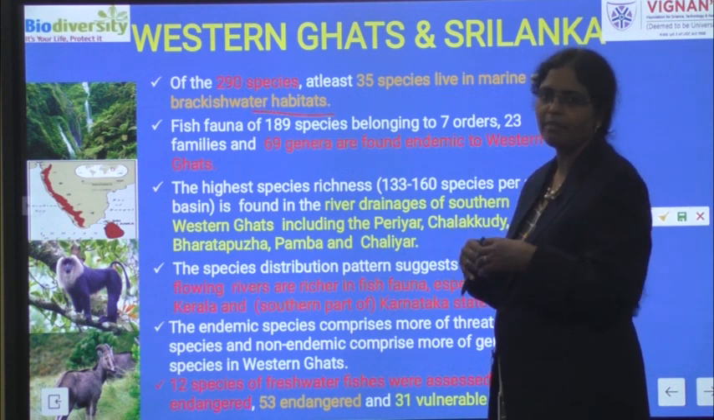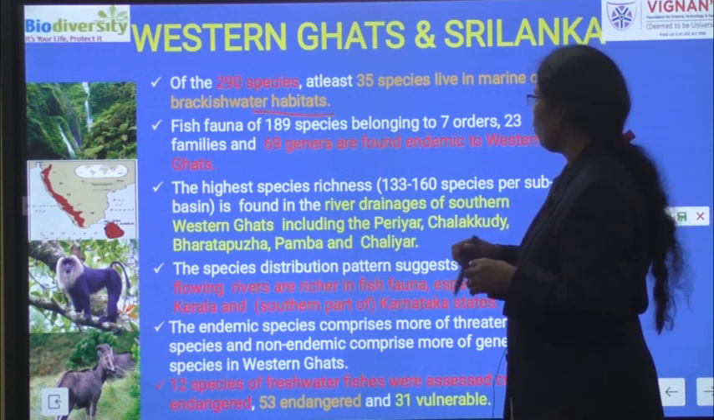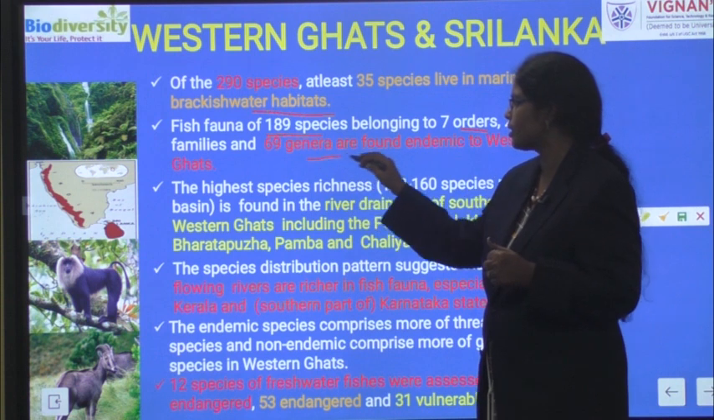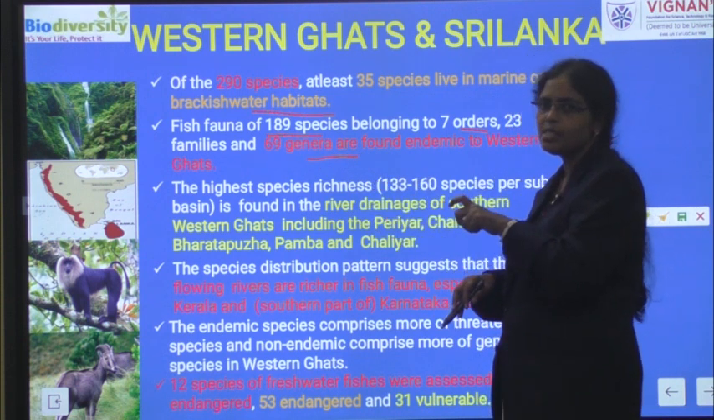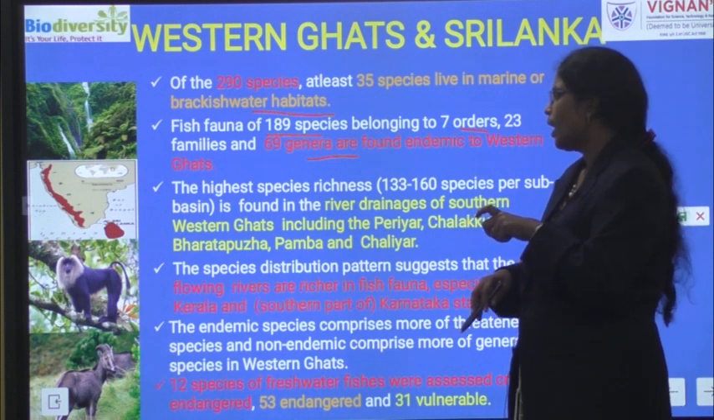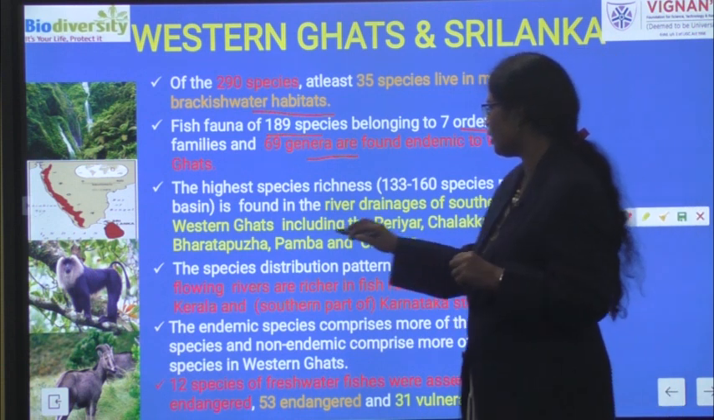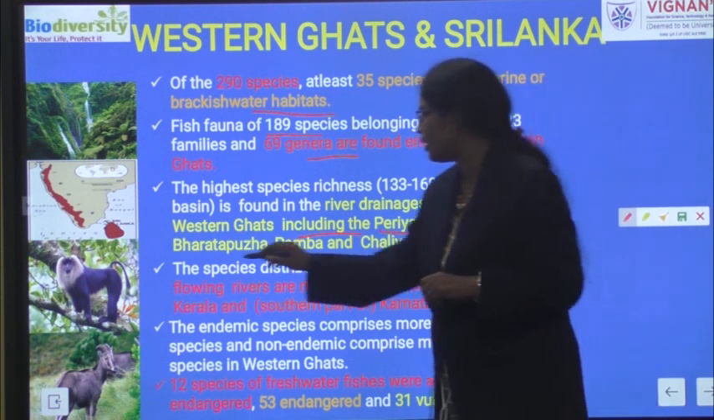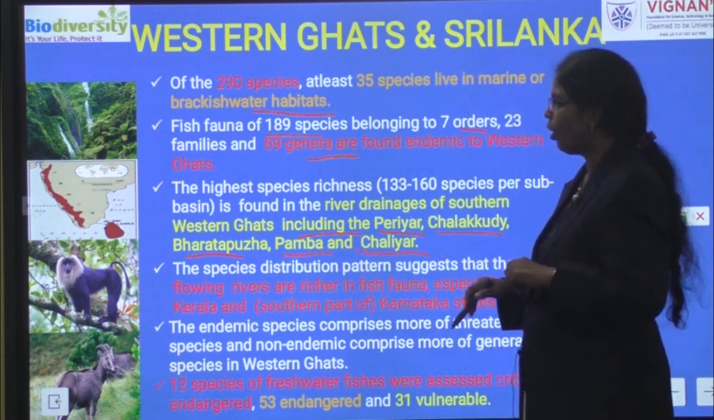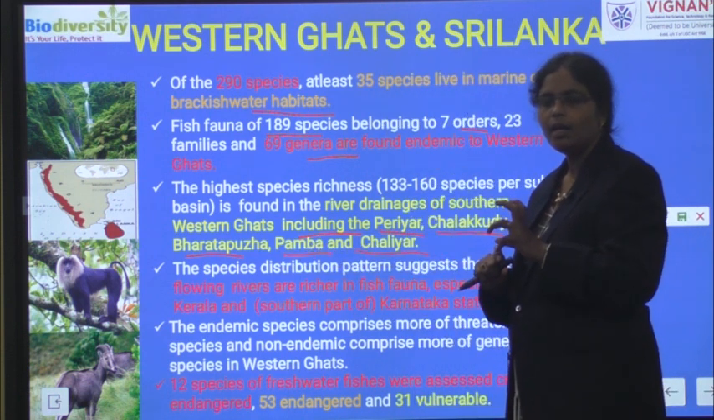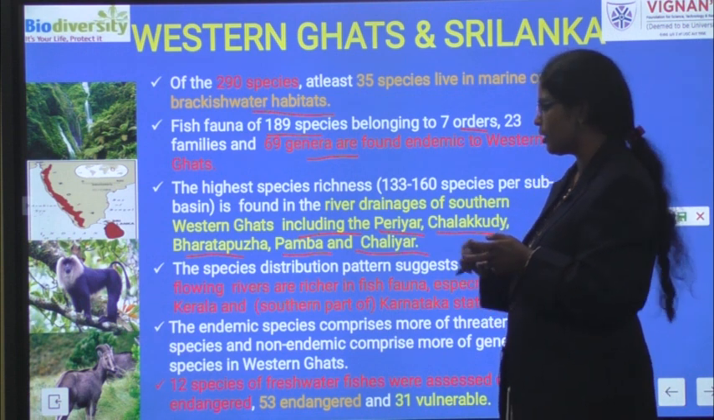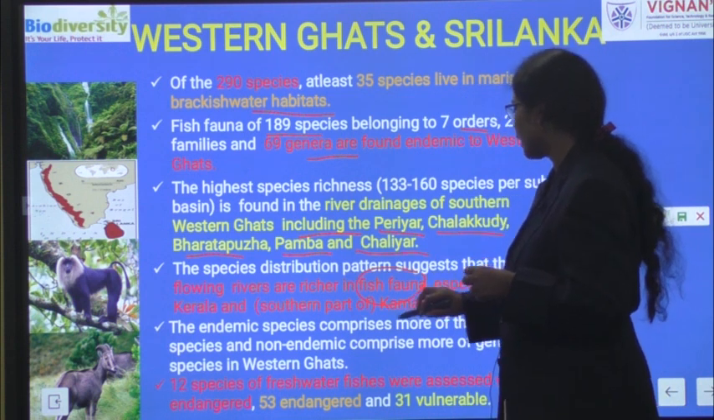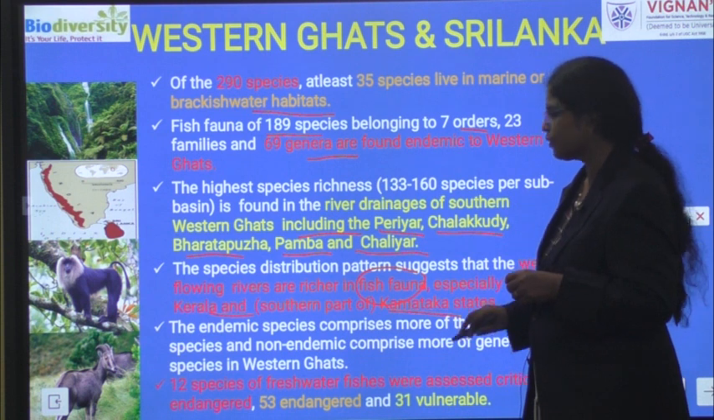So we can observe a variety of fishes. 189 species of fishes belonging to 7 orders, 23 families and 69 genera are endemic to this Western Ghats region. Here the river drainages of the southern Western Ghats, particularly the Periyar river, Chalakudy, Bharatapuzha, Pamba and Chaliyar, all provide a high richness of species in this region. We can observe this fish fauna especially in Kerala as well as the southern part of Karnataka.